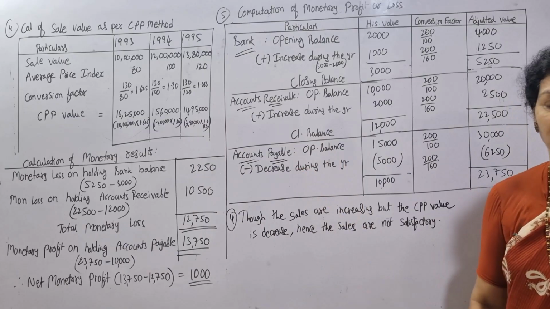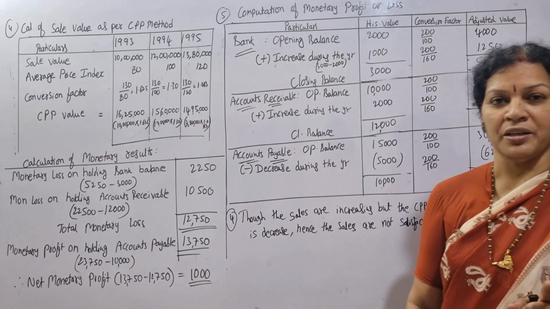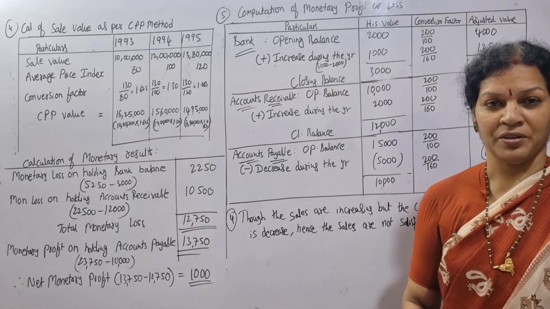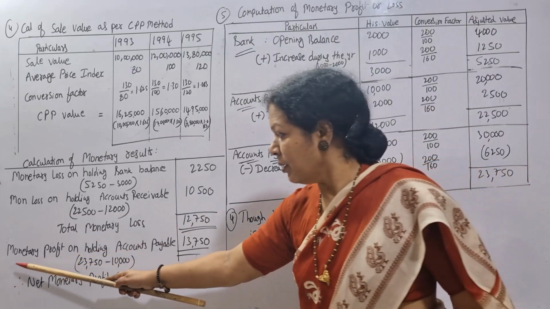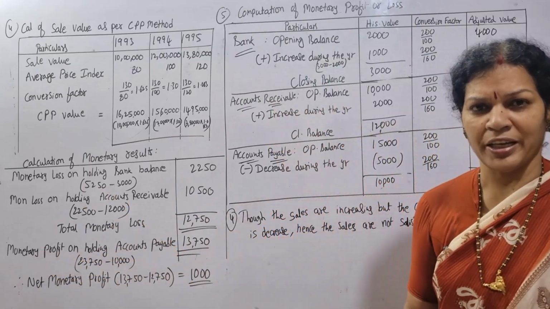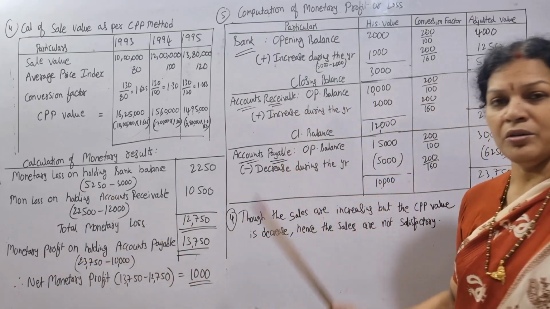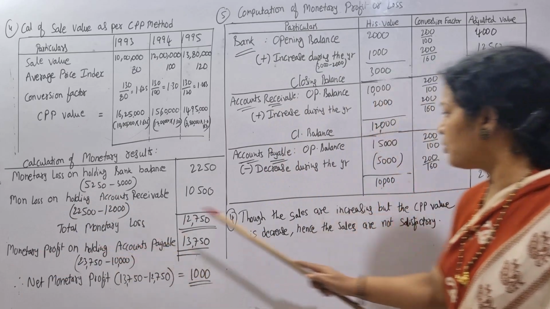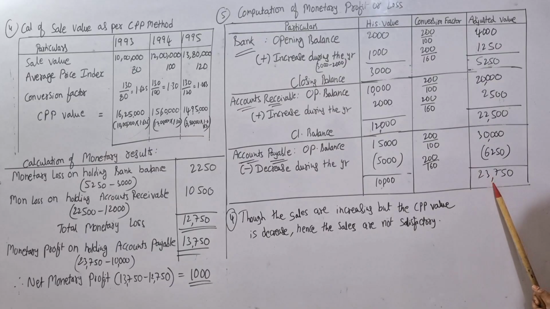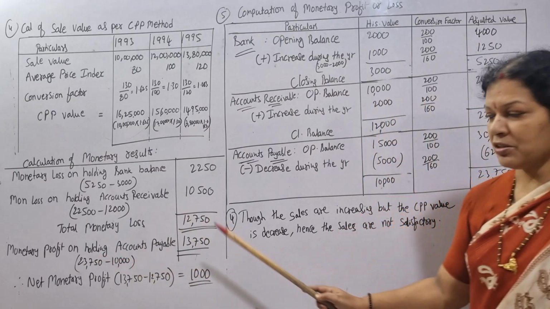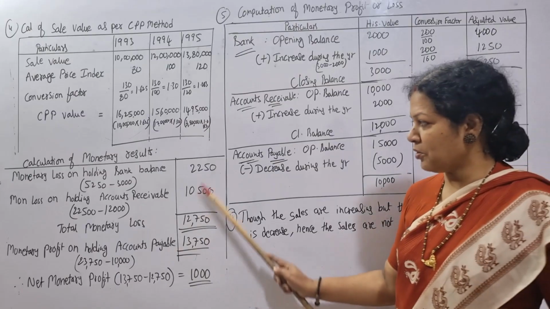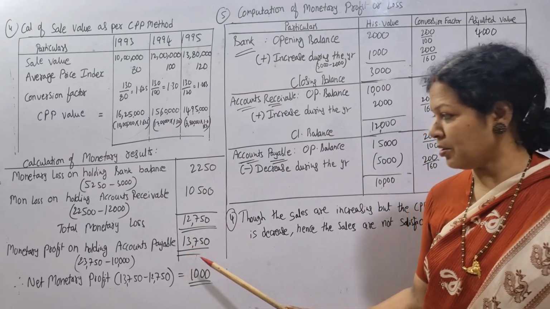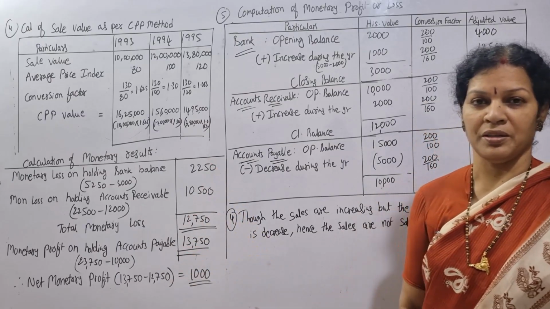Now the third transaction. Whenever you hold any liability, that's a profit or gain. The third transaction we are calling monetary profit or monetary gain on holding the accounts payable. So how much is it? 23,750 minus 10,000. It is 13,750. 3 transactions. One is holding the assets, loss of 13,750.